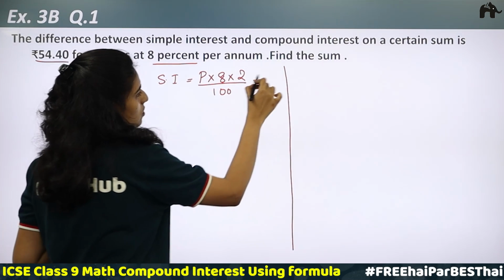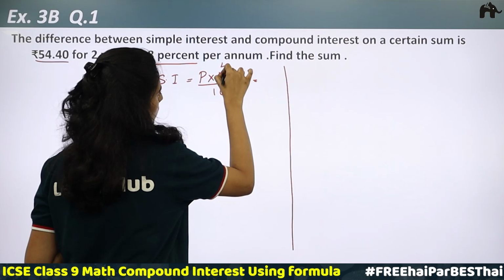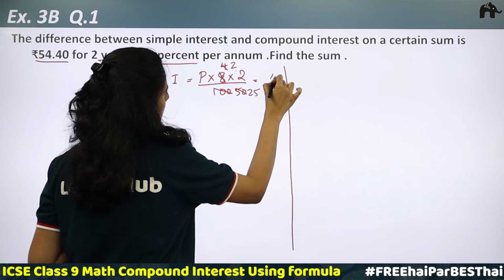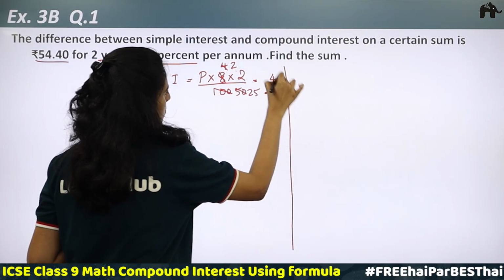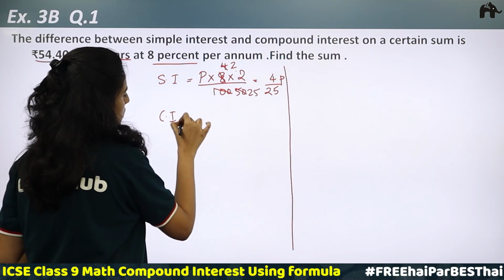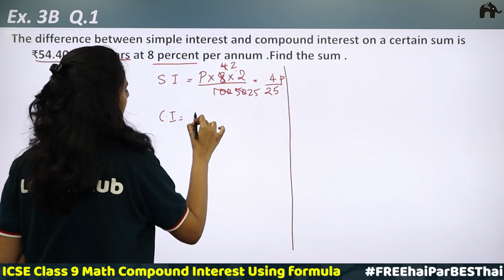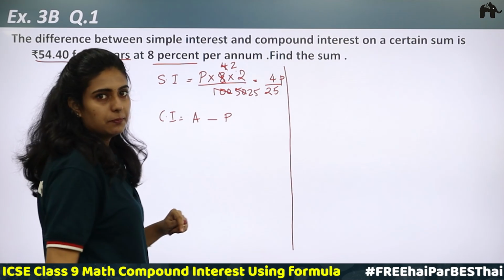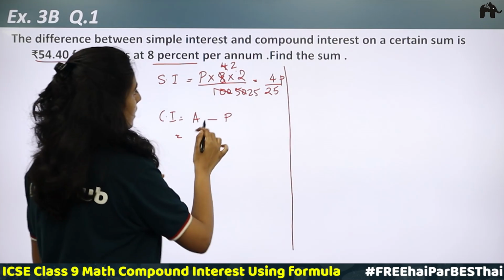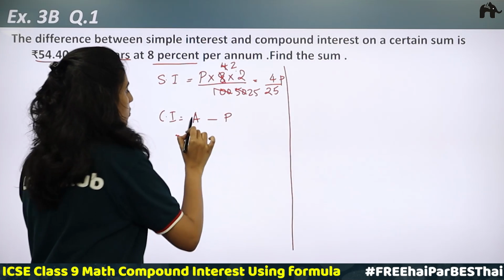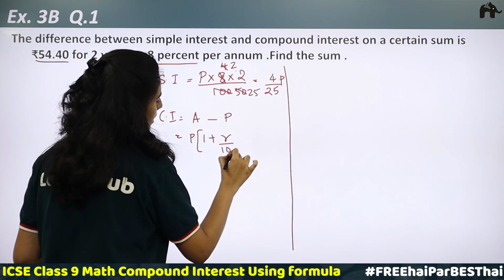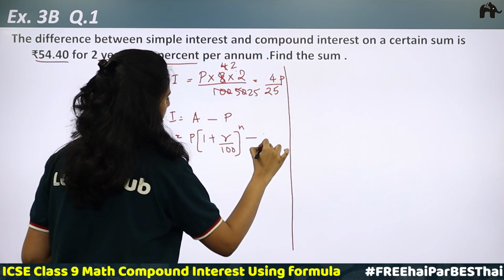This is equal to, when you cancel, you get 4, 50, 2, 25. Therefore, 4 by 25 P. So simple interest is 4 by 25 P. Now, what about compound interest? We know compound interest is equal to amount minus principal. Here, what is the amount? How to find amount? Per annum. Now, to find the amount, we will be using the formula P into (1 plus R by 100) whole raised to N minus P.